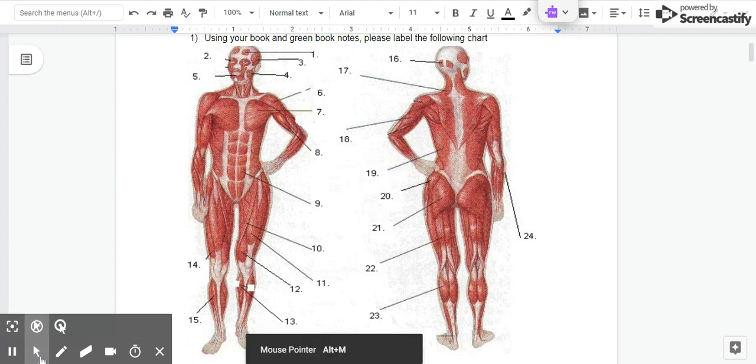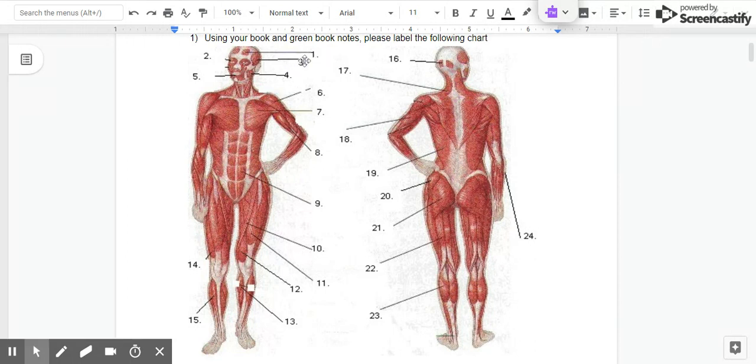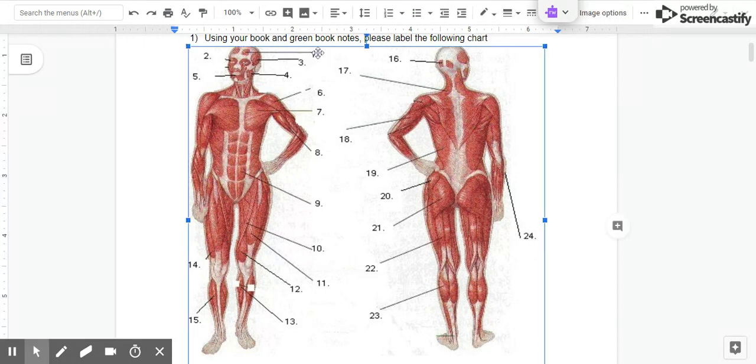All right, so I am going to start labeling the skeletal muscles, the major 24 skeletal muscles that I've asked you to memorize. I'm going to start with number 1. Number 1 is the frontalis. Number 2 is the orbicularis oculi.